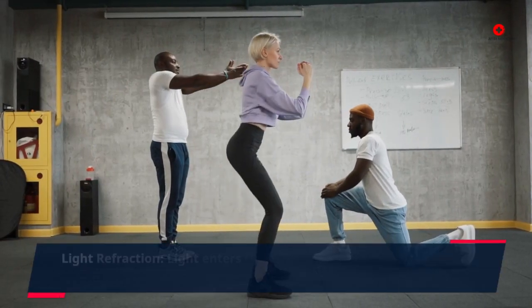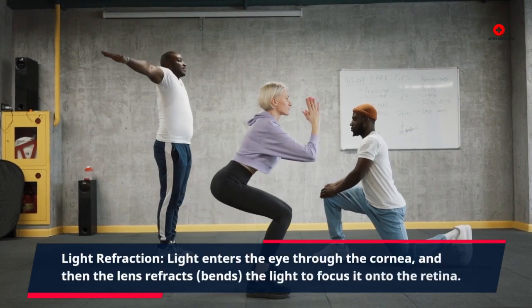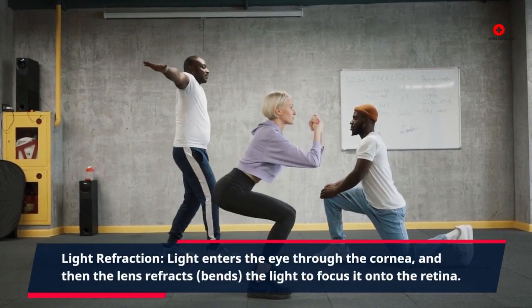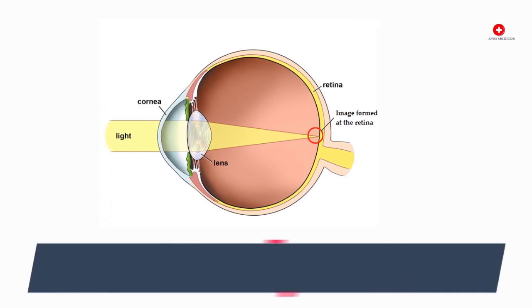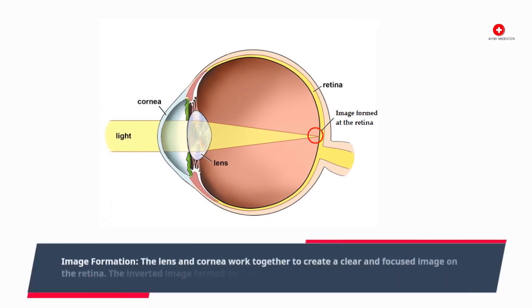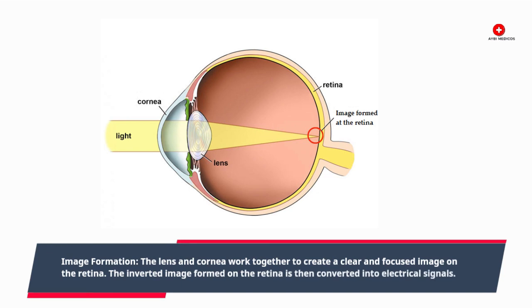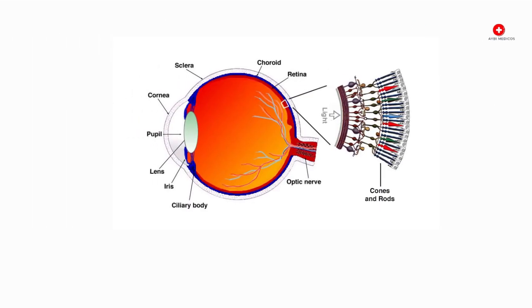Light refraction. Light enters the eye through the cornea, and then the lens refracts, bends, the light to focus it onto the retina. Image formation. The lens and cornea work together to create a clear and focused image on the retina. The inverted image formed on the retina is then converted into electrical signals.